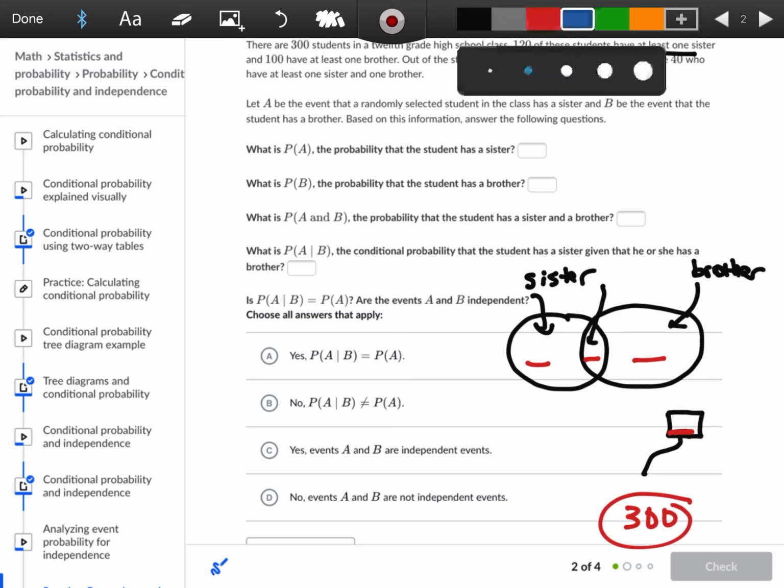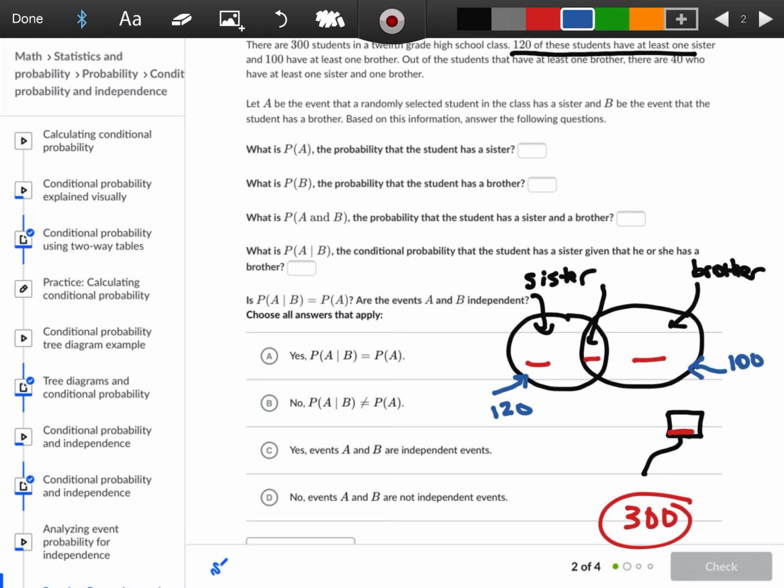It says 120 students have at least one sister. So this circle right here is going to have a total of 120 in that entire circle, and 100 have at least one brother. So this circle here is going to have 100 in it. And out of the students that have at least one brother, 40 of those have at least one sister. So this guy right here is 40. Now this whole circle on the right, the brother circle, adds up to 100, and we just used 40 of those students.